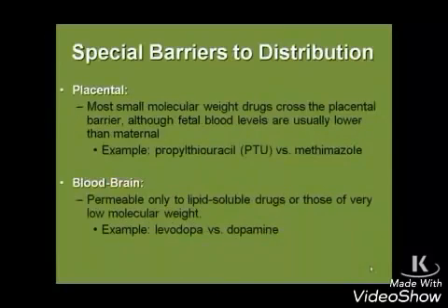In terms of barriers to distribution, it's really incorrect to think about the placental barrier as being a very effective barrier, because the rule is that most drugs can cross the placental barrier. Certainly if they're small molecular weight drugs or if they're lipid soluble, and since many drugs are lipid soluble, of course, drugs can get into the placenta. Now, the blood-brain barrier is a very effective barrier, and only highly lipid soluble drugs or those of very low molecular weight can actually get into the brain. Of course, we have plenty of lipid soluble drugs.